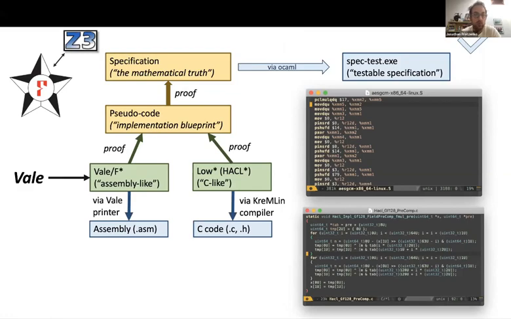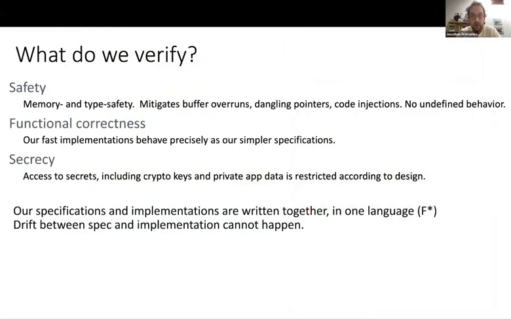A quick word about what exactly it is that we verify in EverCrypt. We verify safety, so that's temporal and spatial safety per the C memory model. That means that you don't write outside of an array's bounds, and you don't use an array after it's been freed. We have, of course, functional correctness. That's what I was talking about earlier.